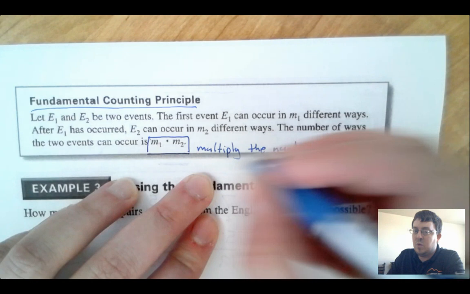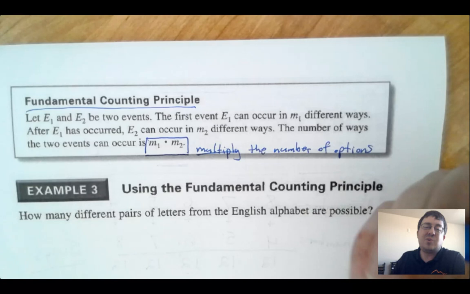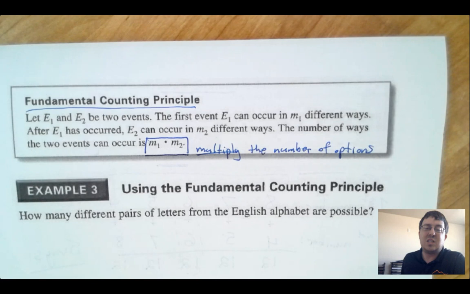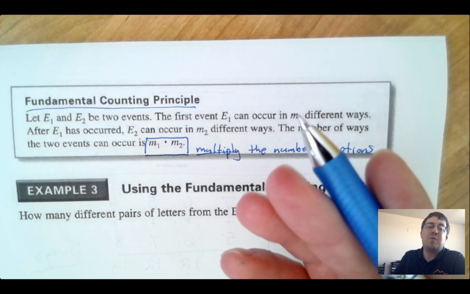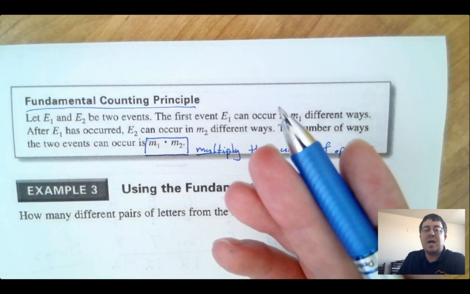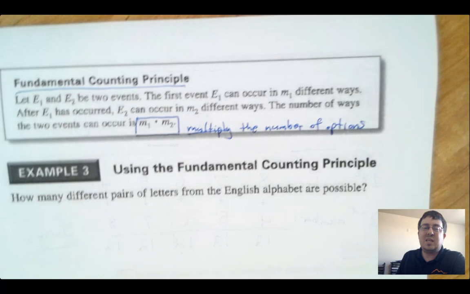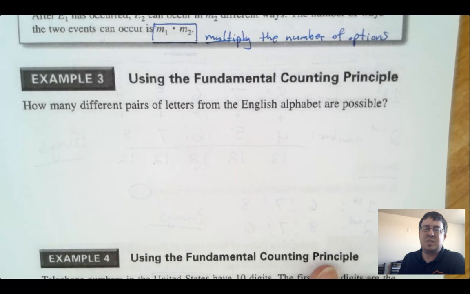This is really useful when I don't want to have to write out every single example like I just did, like 8, 6, 6, 8, 7, 7. I don't want to do all that. I can still figure out how many different ways things can happen. And this can also be extended to more than two events. Say I have three or four events that I want to happen, and they each have a certain number of options or ways that they could happen. I can multiply three numbers together or four numbers together. That's fine. So let's see how we can use this, because a lot of this up here is a lot of math terminology. Let's go ahead and see how we can use it in principle.